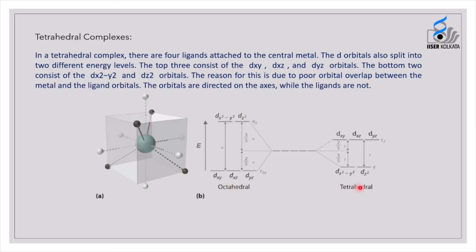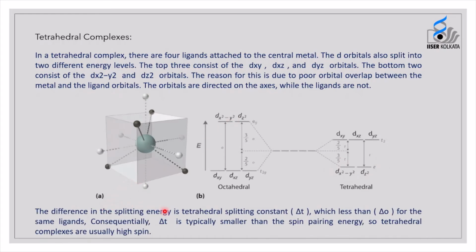Now as compared to octahedral, we have seen that it is exactly opposite. There dx square and dz square are in higher energy, here they are in lower energy, and there dxy, dxz are in lower energy. In tetrahedral we have them in the higher energy because their ligands approach between the axis, that's why they interact maximum and have higher energy, while these do not interact and have lower energy.